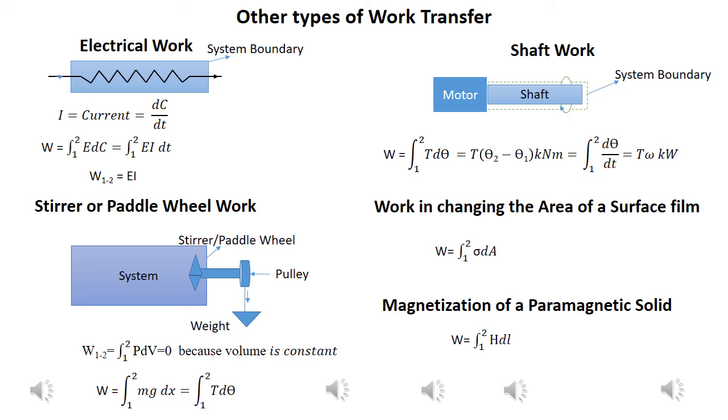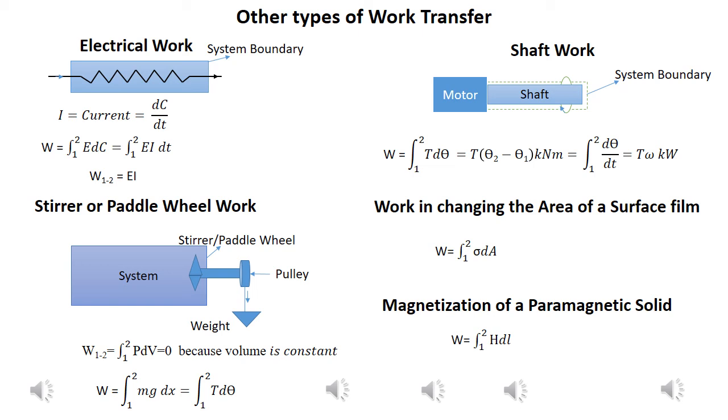The other type of work transfer is work in changing the area of a surface film. Here, the surface tension acts to make the surface area of the liquid minimum. A film on the surface of a liquid has a surface tension, which is a property of the liquid and the surroundings. Here, the work is given by the integration from 1 to 2 of surface tension into the small change in surface area, dA. So here sigma denotes the surface tension, which has the unit Newton per meter.